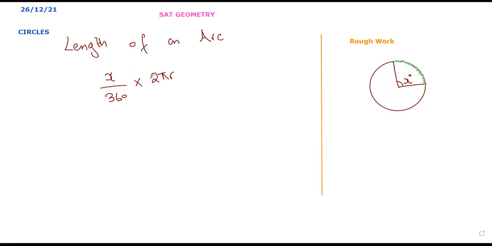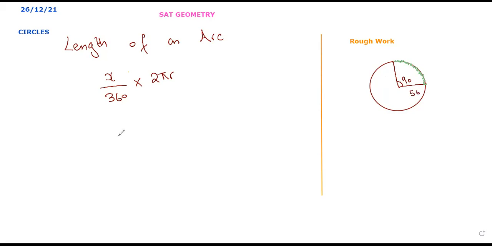Okay. This is the formula. So let's say if we have a question where this is 90 and this is 56.